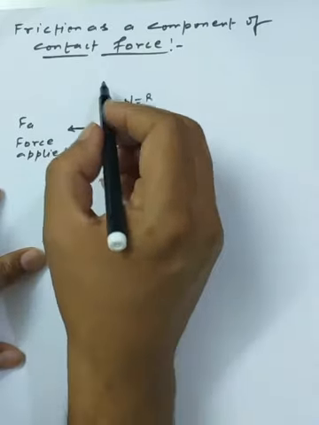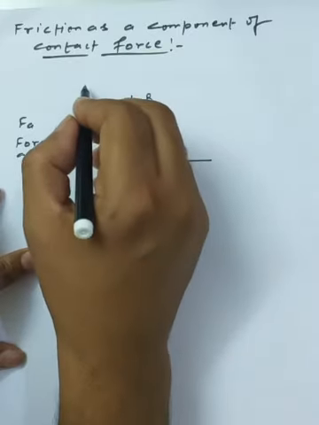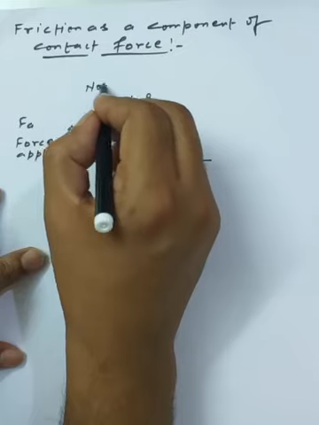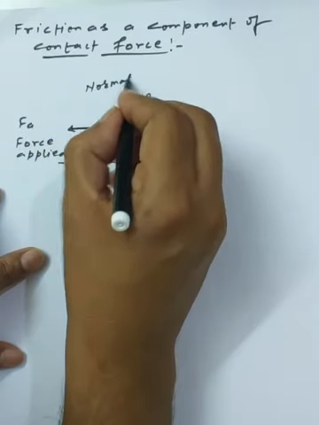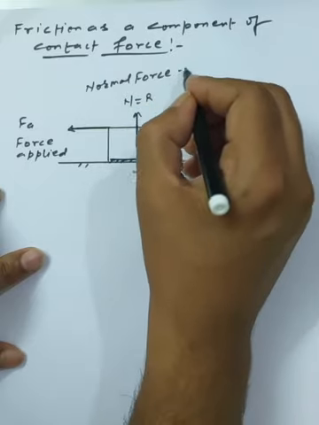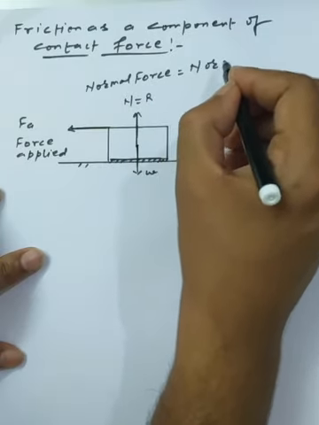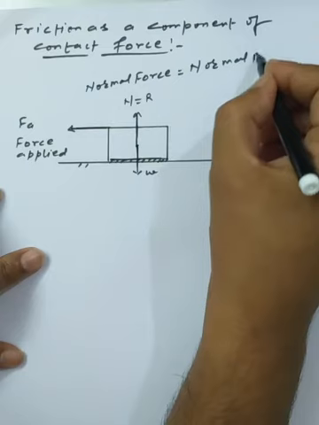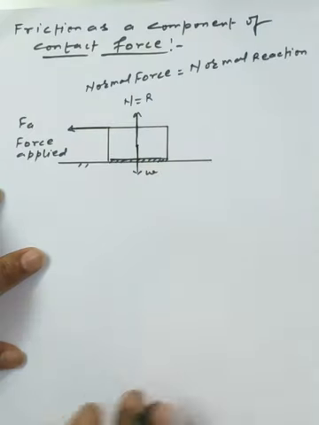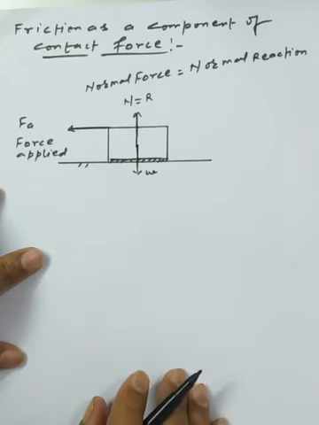So this is the component of the contact force, called the normal force. Either you use the word normal force or normal reaction. So this is the simplest meaning of the N or the R we have.